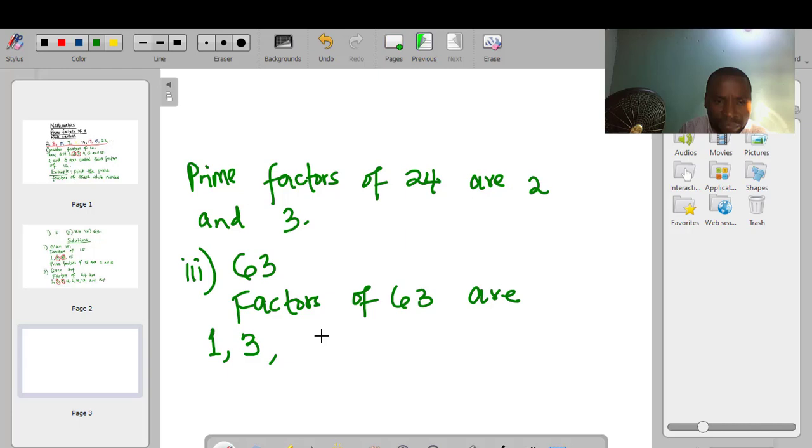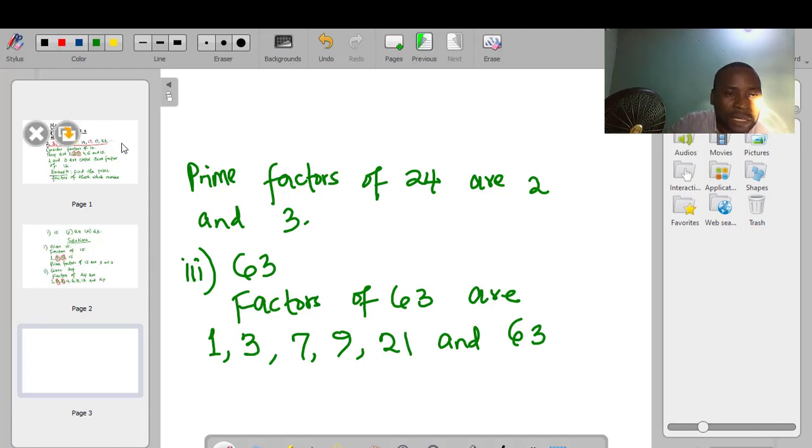And then 7 is, because 9 sevens is what makes 63. So 7 is a factor of 63 and 9 is a factor of 63 because 7 nines gives you 63. Then from there we have 21 and 63 itself. These are the factors of 63.